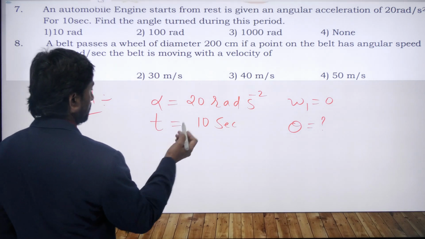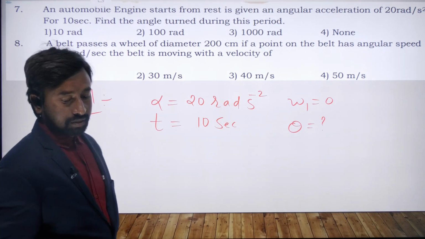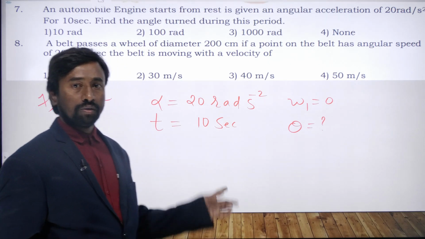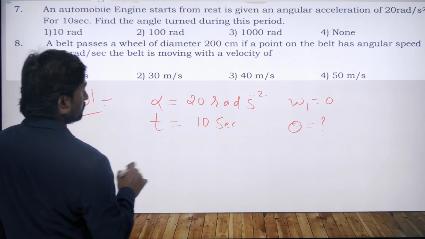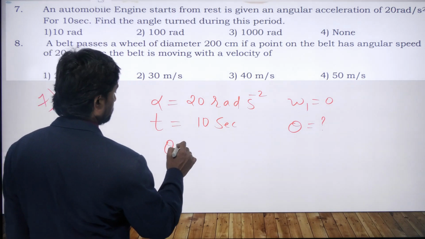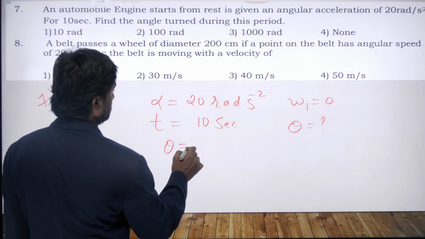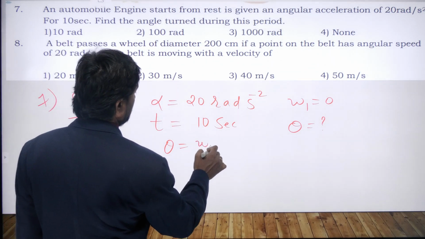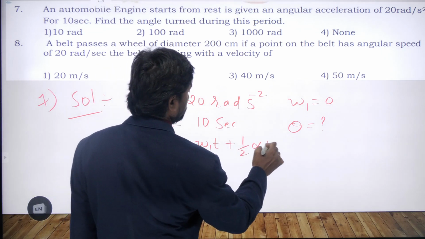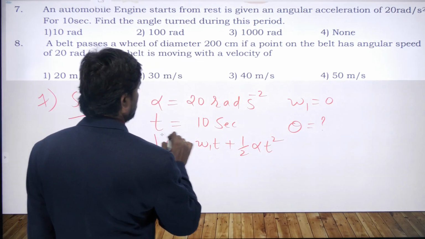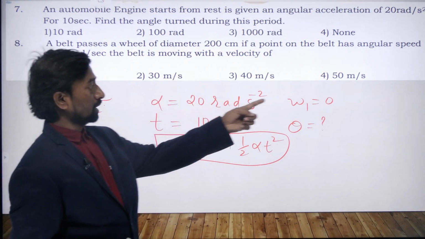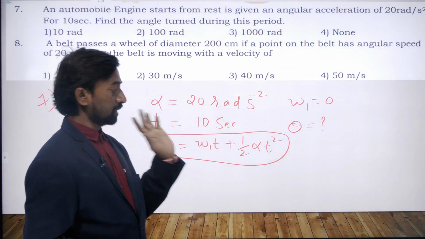Now we know that we studied the equations of angular kinematics. So from there, take the second equation of angular kinematics, that is theta is equal to omega 1 into t plus half into alpha into t square. This is the formula. Now substitute all the values: alpha is there, omega 1 is there, t is there, and we should find out theta.